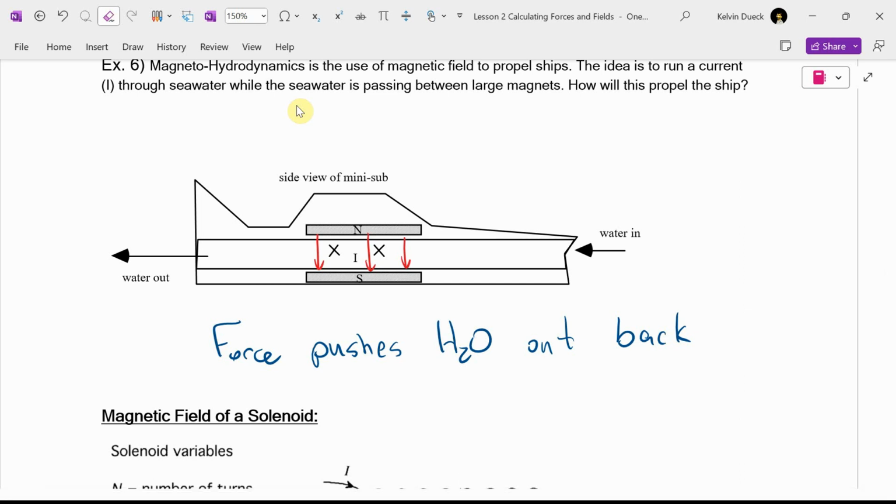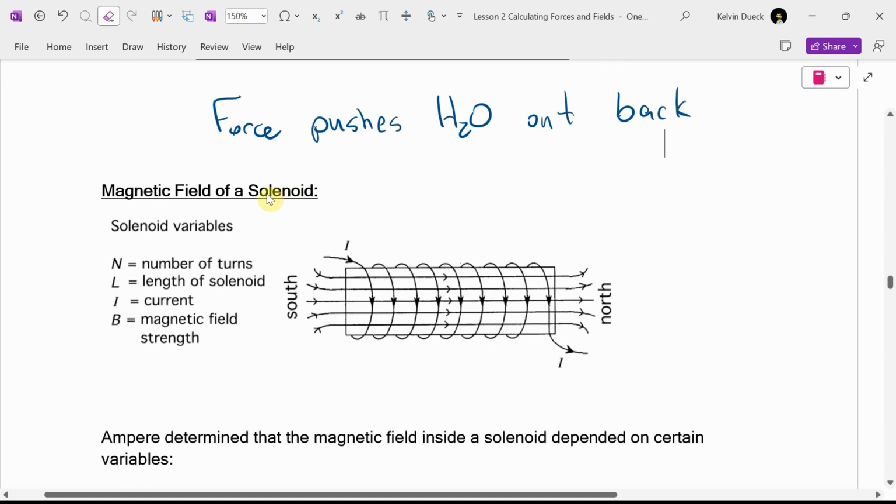So I've been talking about magnetic fields. I talked about a solenoid last day. A solenoid is a wondrous device because it allows us to customize how big a magnetic field we want. We can control it easily. What do we need to know for a solenoid?